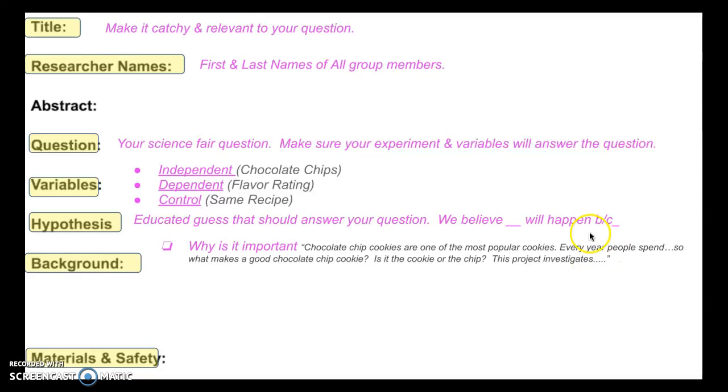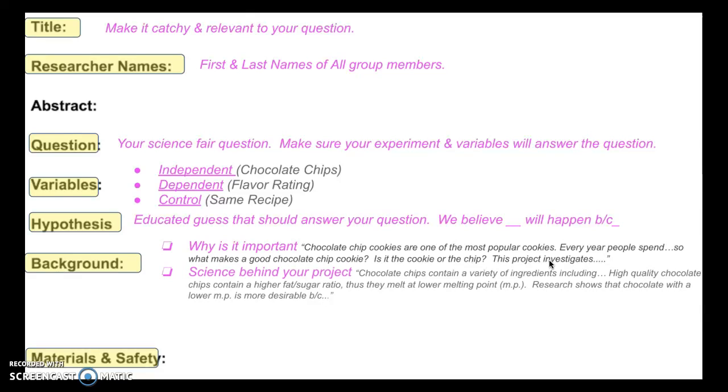So a couple key things here. I did a little bit of research on how much people spend. And then I'm also putting at the very last bit what this project is investigating. It could be structured like this, it doesn't have to be, but this is a very typical structure.